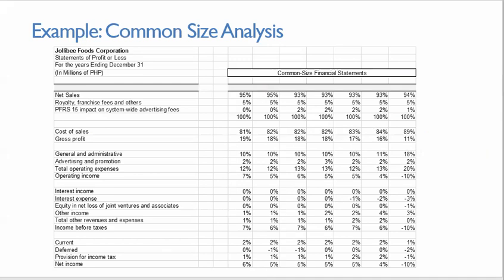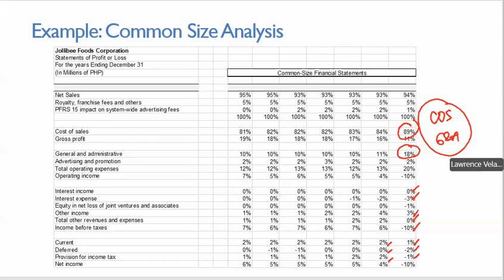Next, interest income, no change. Interest expense increased but only a little, 1%. That's not significant. The impact of the other changes is small. So if you summarize what happened to the profitability of Jollibee, it was because of cost of sales and general and admin. Those are really the material cost drivers that further eroded the net income.